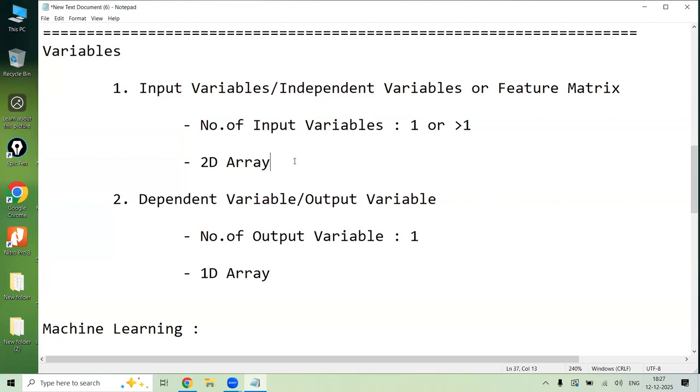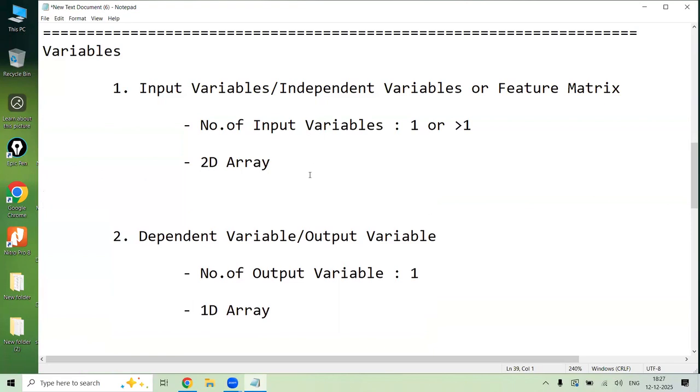For example, if you have only one input variable, that too should be 2D. Then how are you going to select that particular column? You take the column name, and you have to use the double bracket. Even for a single column, you have to use the double bracket. When the data is in double brackets, it will be considered as 2D.